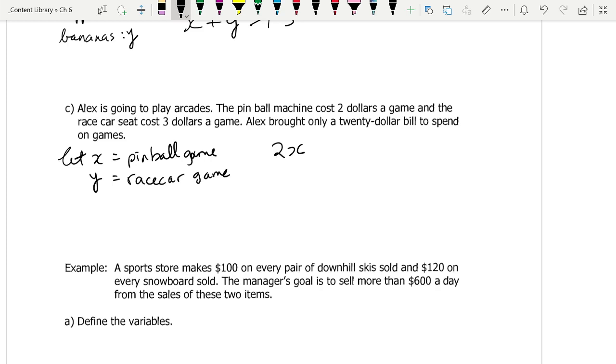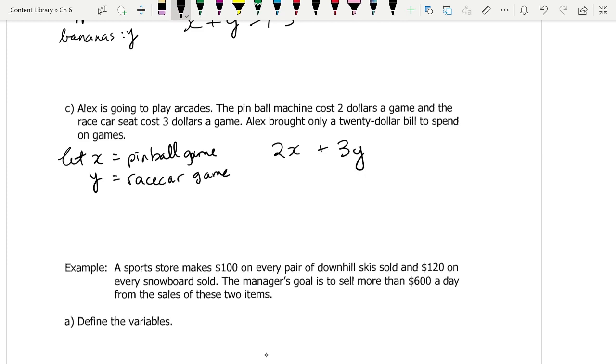And the race car, if he plays 1 game, it's $3. 2 games would be 6. 3 games would be 9. 4 games would be 12. Y games would be 3Y. So 2X plus 3Y, that's how much he's spending.